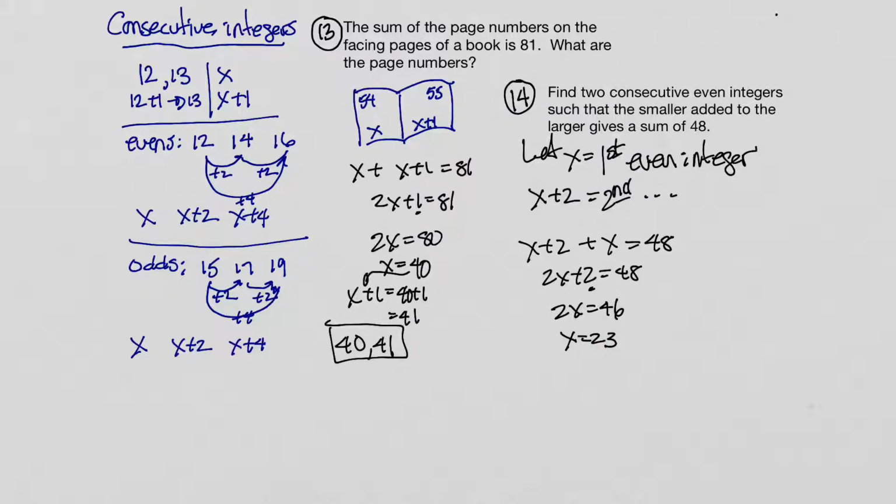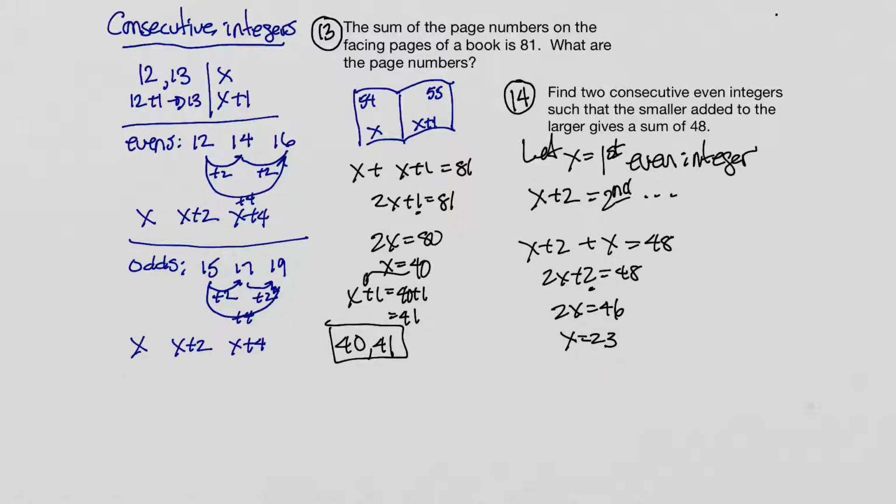I've got to think about this. So what do we do here? Well, let's trace back. Did we do everything right? x is the first even. x plus 2 is going to be the second. And sure enough, I take the larger, add it to the smaller, and set it equal to 48. 2x plus 2 is 48. Subtract 2, I get 46. Divide by 2, I get 23. So we've done everything correct.